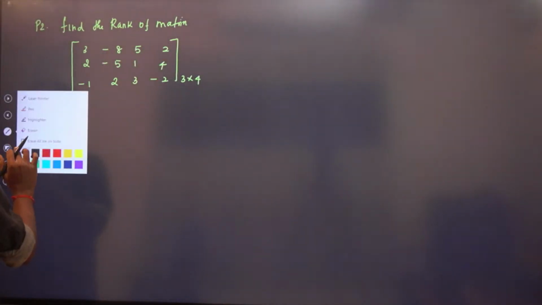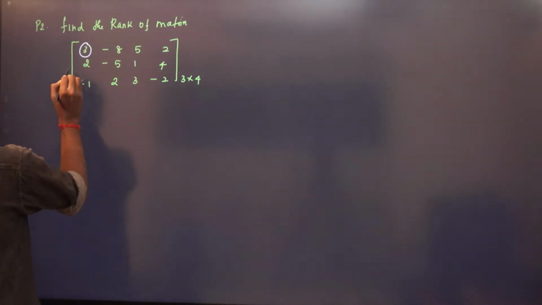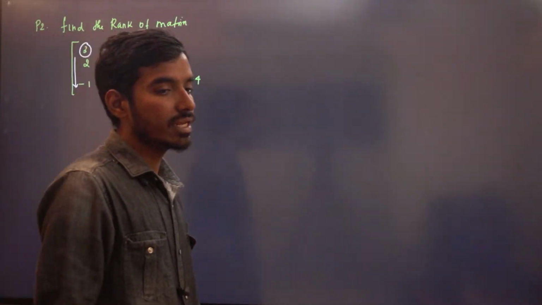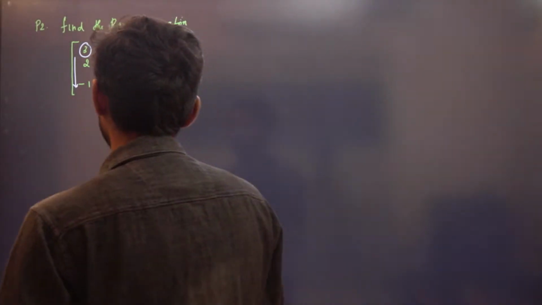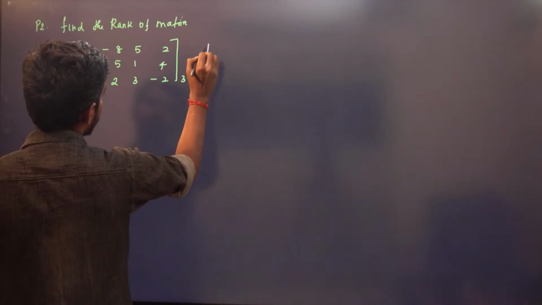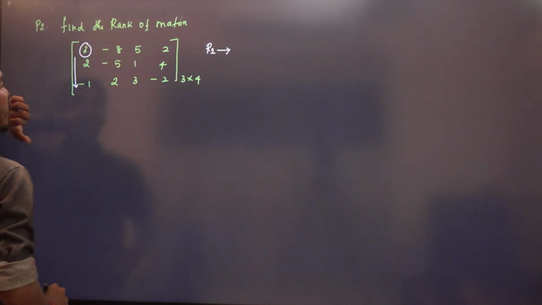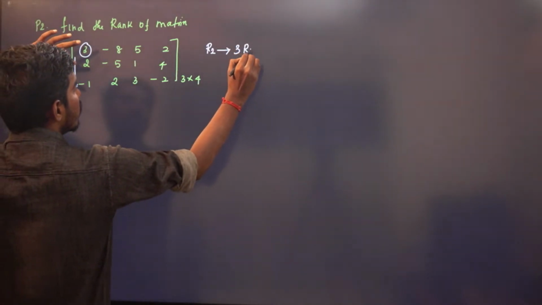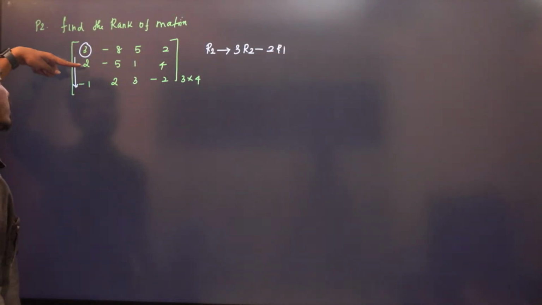Now go to the first row, first non-zero element. The first non-zero element is 3. Below that, everything has to be 0. Here 2 is there, and minus 1 is there, so we have to make those elements 0. So we will make an operation: R2 is transformed to 3 times R2 minus 2 times R1. Is this clear? Multiplying 3 here, multiplying 2 here, and then subtracting.